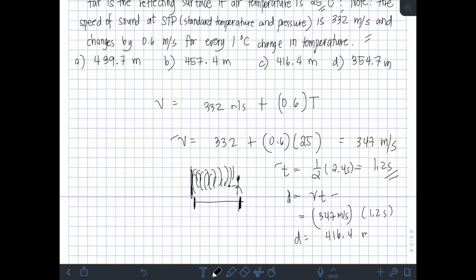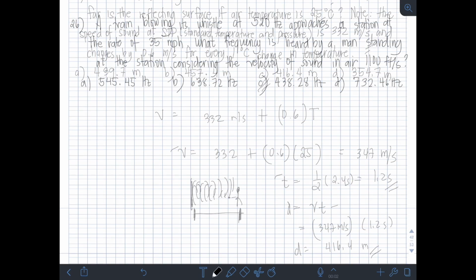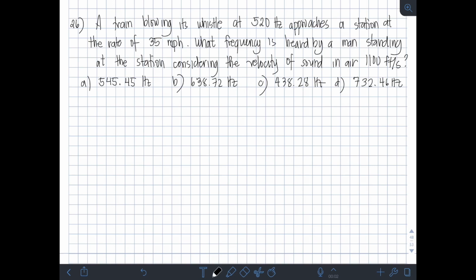416.4 meter. Okay, so therefore, ito yung sagot natin. Letter C. Okay, next we have a train blowing its whistle at 520 Hz approaches a station at the rate of 35 miles per hour. What frequency is heard by a man standing at the station considering the velocity of sound in air 1,100 feet per second? Okay, so this type of question is about Doppler Effect.